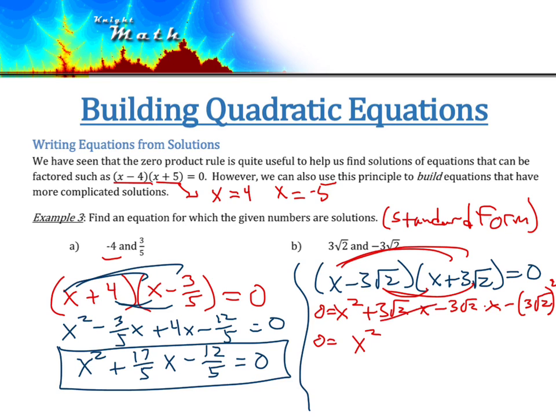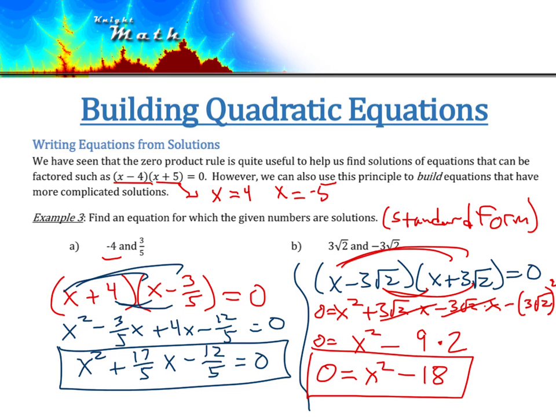x squared. Well, these guys cancel because they're opposites: positive 3 square root of 2 x and negative 3 square root of 2 x. Okay? And this one, we're going to square the 3. We square both of them. Square the 3. And then we square the square root of 2. Well, square root of 2 squared is just 2. And there's a little times in between those. So we've got 0 equals x squared minus 18. There's our solution. So it turns out nicely because these are opposite radicals, so we have kind of a difference of two squares going on here, and the middle terms cancel out.